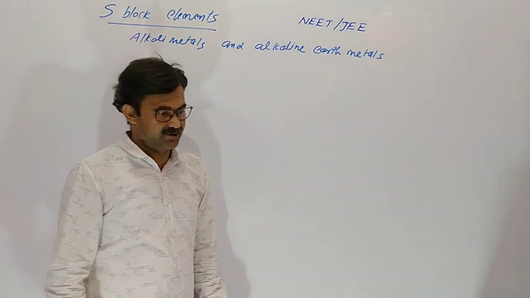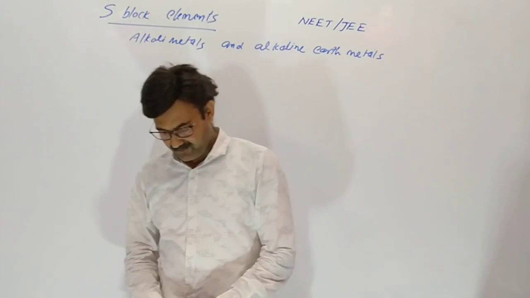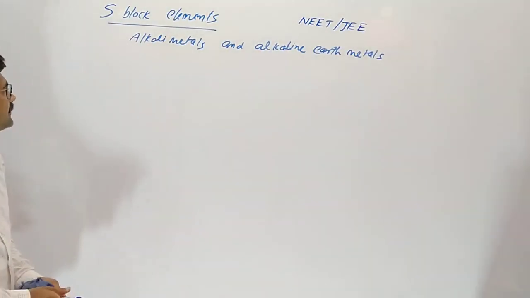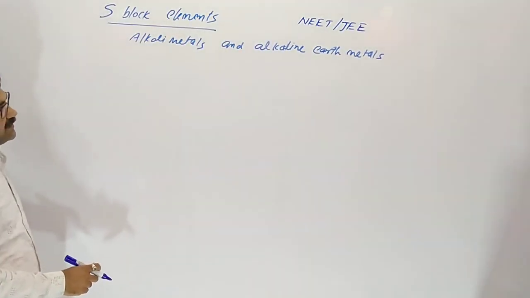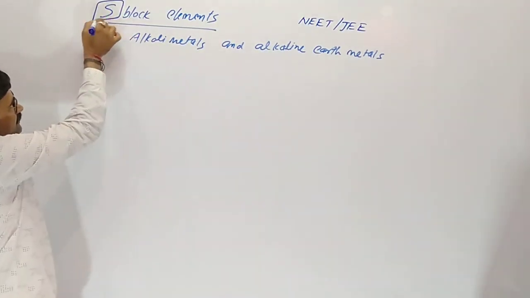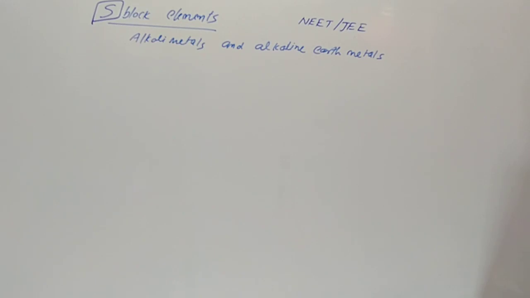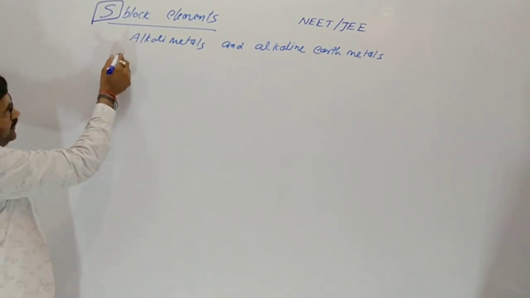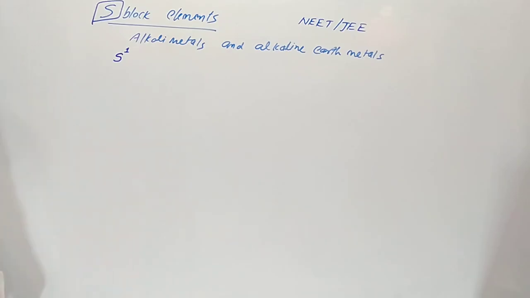Today we are going to start our new chapter for NEET and JEE, s block elements of standard 11: alkali metals and alkaline earth metals. First of all, which elements are called s block elements? Whenever the last coming electron enters into the s orbital, it is called an s block element.